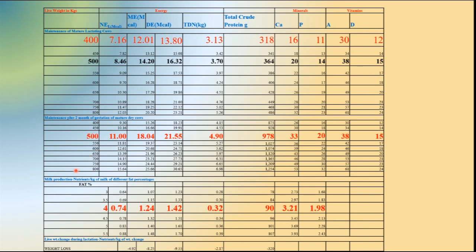So then comes the milk production. Here is the milk fat percentage, and against that there are the nutrient requirements. I have highlighted in red color 4% butterfat milk, which requires 0.74 megacalorie of net energy and 90 gram of crude protein.